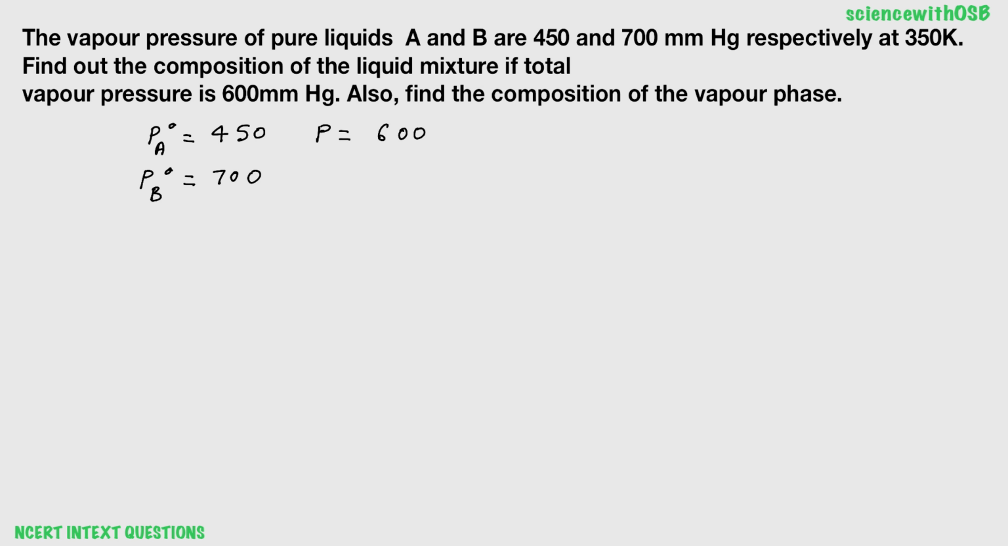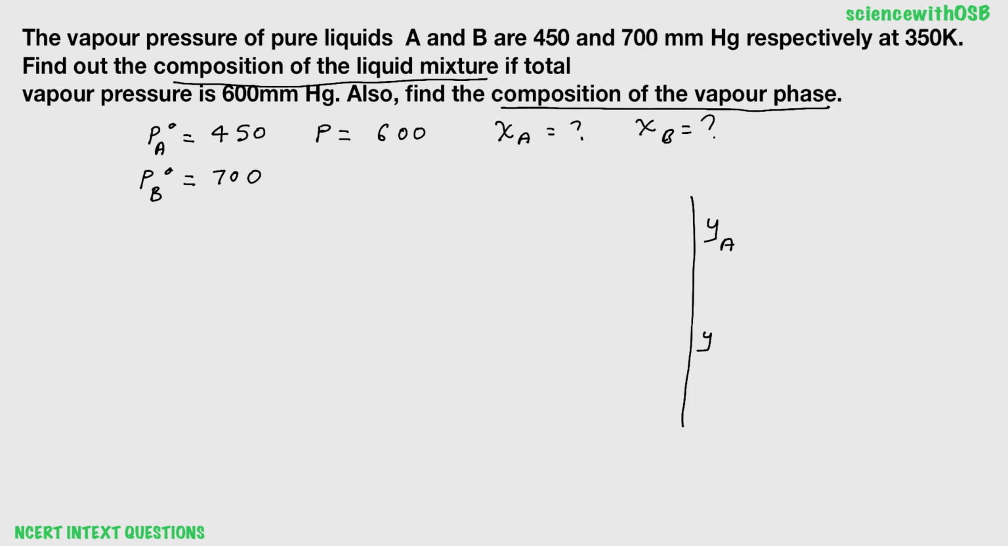What you have to find? You have to find composition of the liquid mixture. If they ask composition, you can find the mole fraction. So you can find what? Mole fraction of A and mole fraction of B. Also, you have to find the composition of the vapor phase. Remember, if they ask composition in the vapor phase, you have to find YA and YB. Similar to mole fraction only.